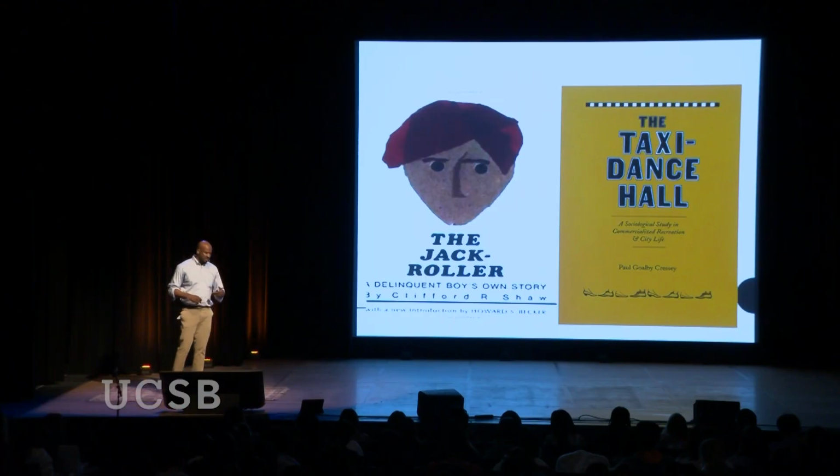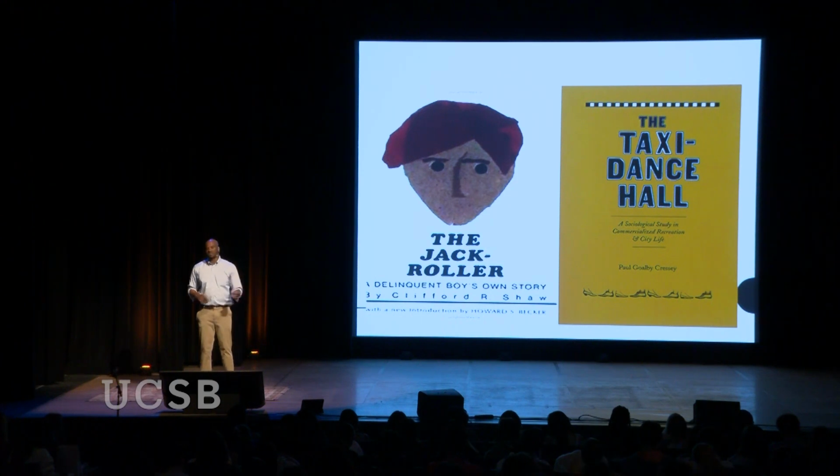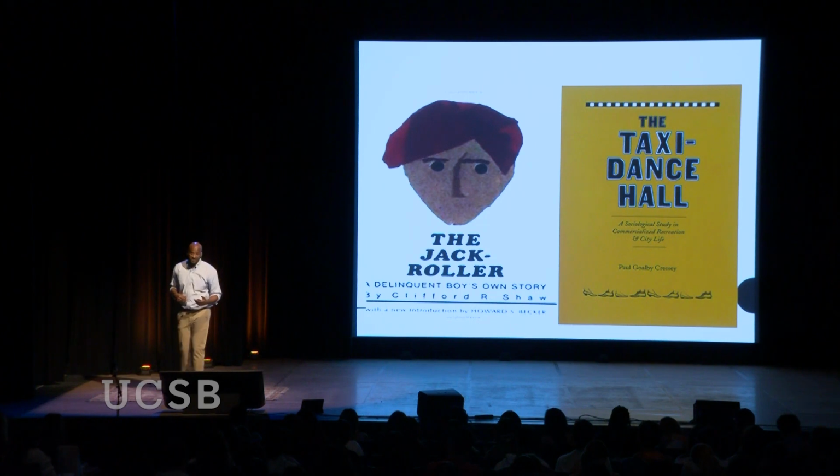And these studies humanize so many people on the margins. The Jack Roller is about a young kid from the age of 6 all the way up into his early 20s on how he navigated being a thief and arrested, and how this study, very early on in the late 20s, impacted the way that our juvenile justice system housed both juveniles and adult offenders. The Taxi Dance Hall humanized people on the margin, women of color, immigrant women, who worked in something that we would call sex work. But how did these people on the margins navigate the world?